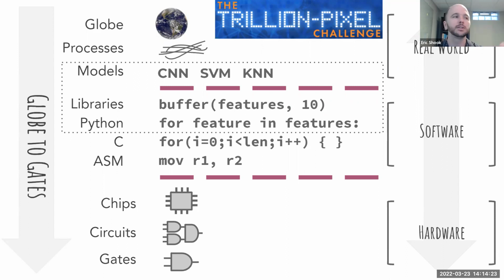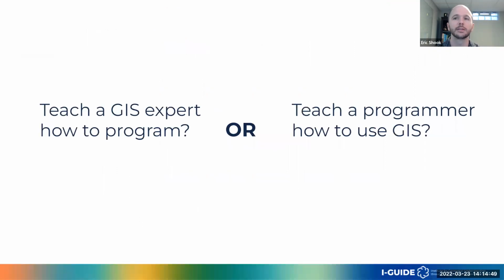Sure, we delve into the processes, but we focus a lot of our attention on developing models, working with libraries, and getting into a little bit of Python programming. But ultimately, myself as a researcher, what I need in terms of trained students and staff or other faculty members are people who are knowledgeable, have expertise and skills across this entire spectrum from globe to gates.